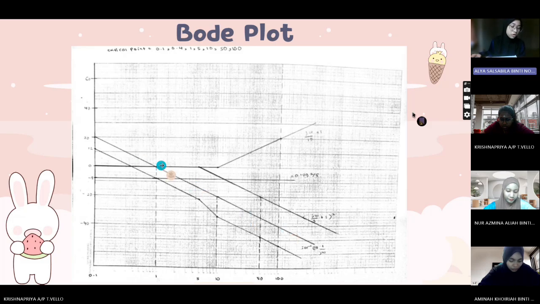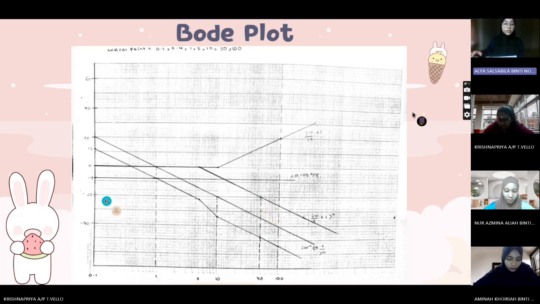Okay, and then we have j omega over 5 plus 1, which is a simple pole. Why is it a simple pole? Because it's the one that is below. See, it's the same as 1 over j omega over 5 plus 1. So to draw a simple pole, which is this one, same as the simple zero, we need to start from 0 here, and then go straight until it reaches 5 radian per second. And then make a slope at negative 20 dB per decade until it reaches 1 decade after 5, which is 15.